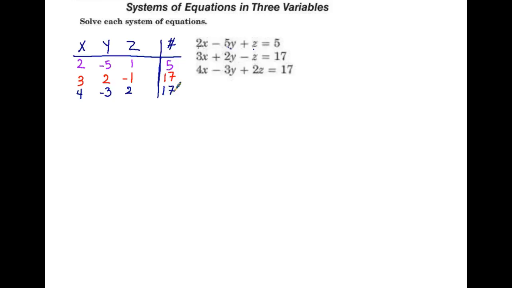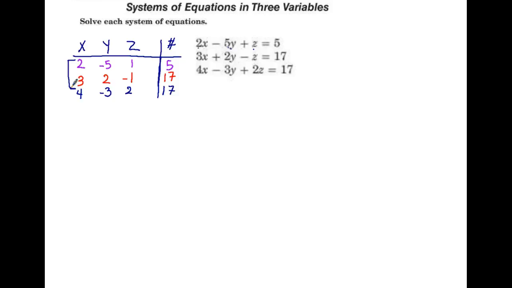Now, the first step is to look at each column separately. Can you find 2 numbers of equal value but opposite signs? So 1 is equal to negative 1 but with an opposite sign. That means I need to use the first and second equation and add them up.